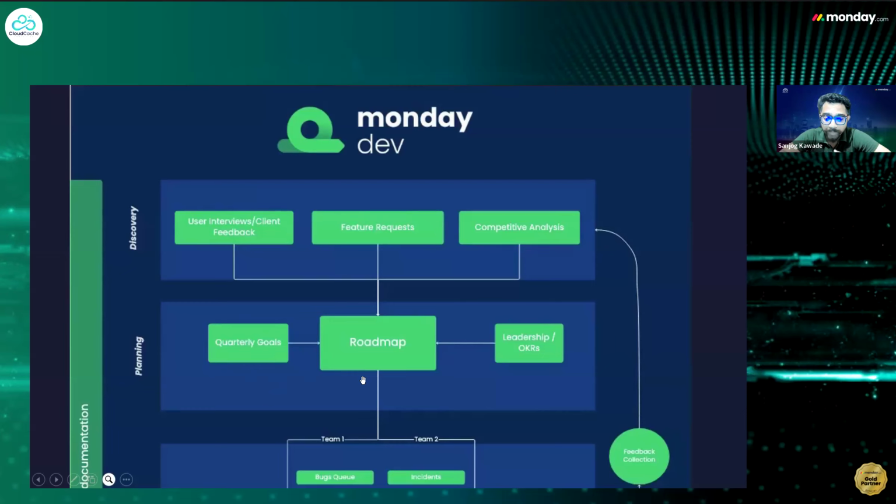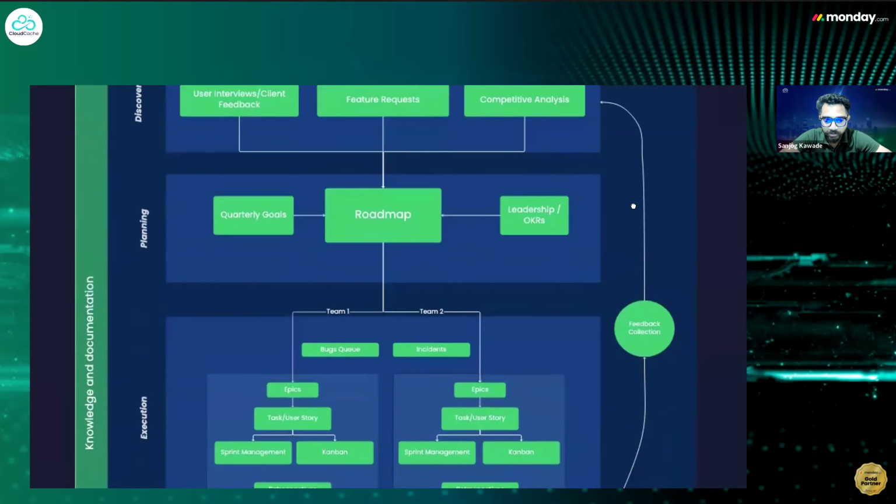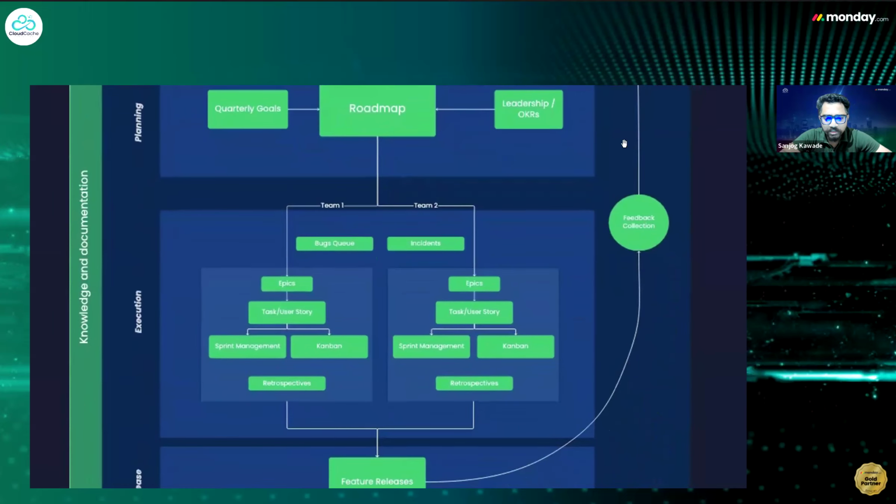It helps you plan your roadmap for future releases, and it gives your leadership some KPIs and OKRs that they can track and plan better. During the execution phase, you can have multiple teams in execution. Maybe one team can have a Kanban view, the other team can manage sprints. You can plan your epics, the tasks and user stories associated with those epics. Then you can have your retrospectives tracked inside Monday during the execution phase.